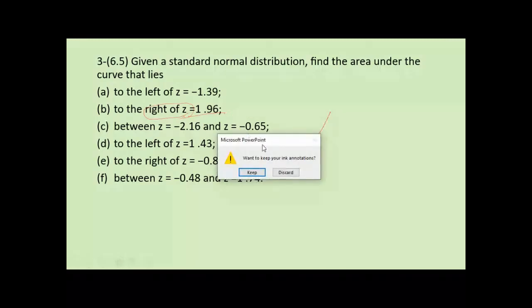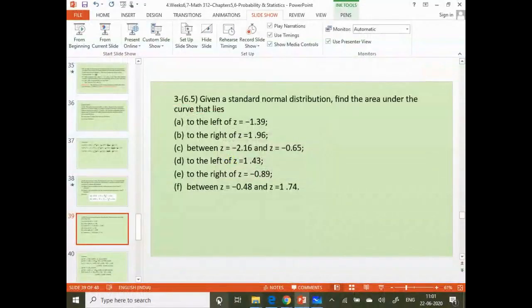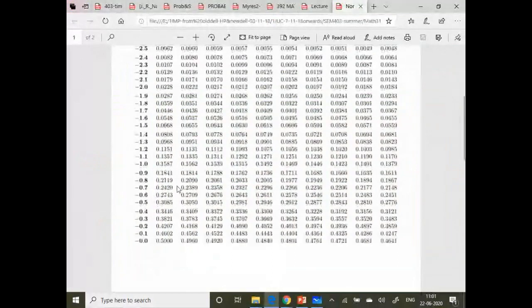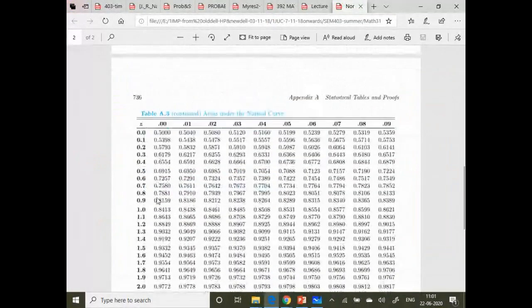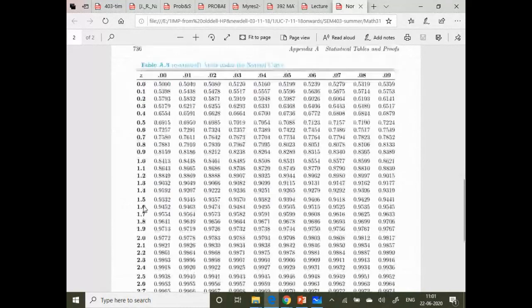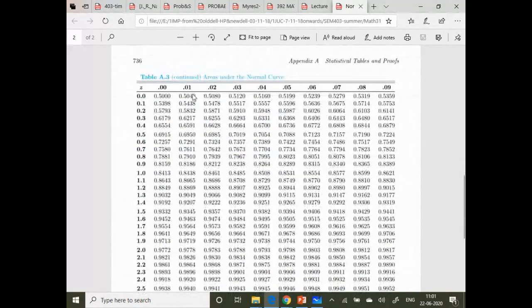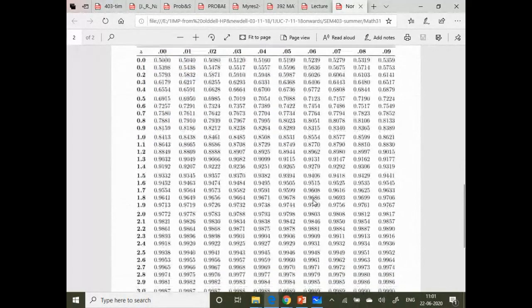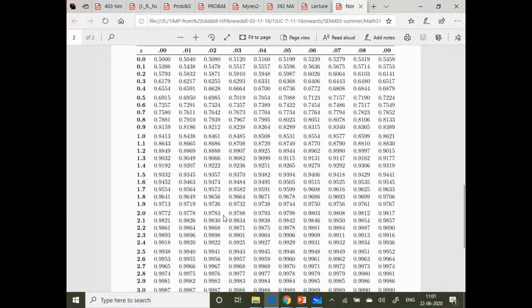1.96. Go to the table. The positive values of Z are on the second page, like 1.9. Here we go. Here we got 1.9 and 0.06 is here. So in this column, come down against 1.96. So 0.9744.